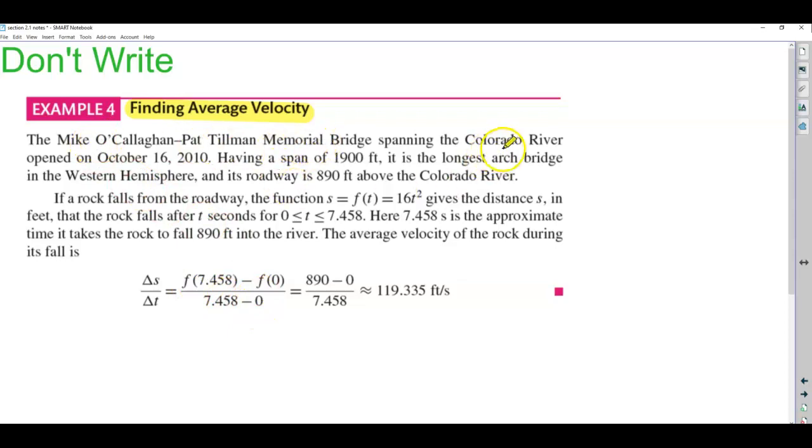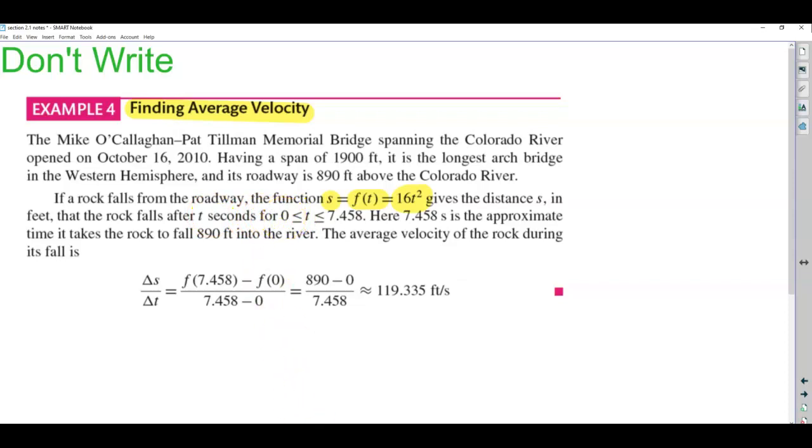So here's some context about a bridge in Colorado. It's 1,900 feet wide, and it's 890 feet above the river. So it's really high and really long. But they give us the fact that if a rock falls from the roadway, it has a position function, s is position, or we could call it f of t, function with respect to time. And here's the function, it's 16t squared. That gives us the distance that the rock will fall in feet after t seconds.